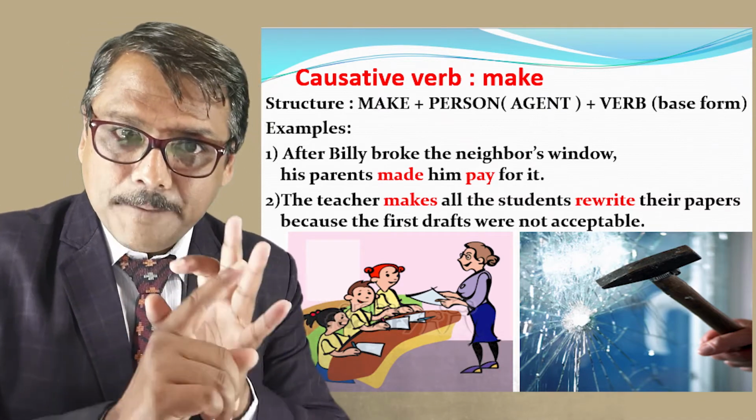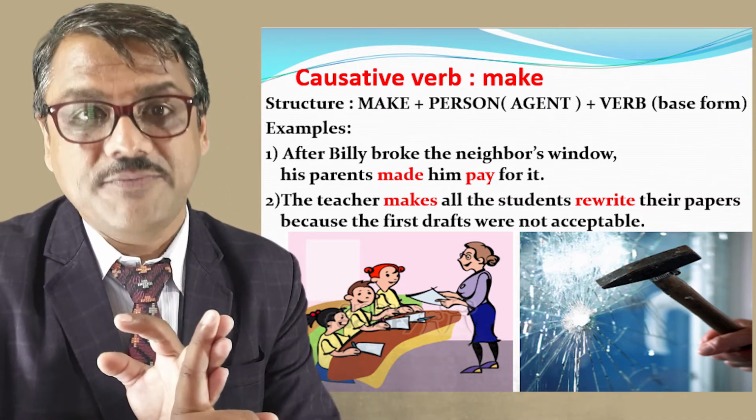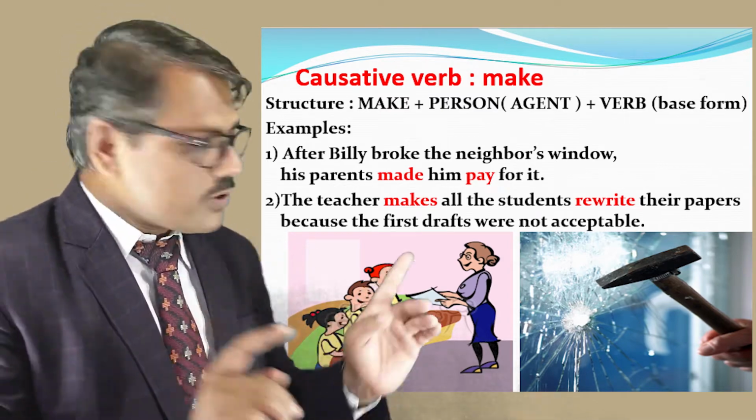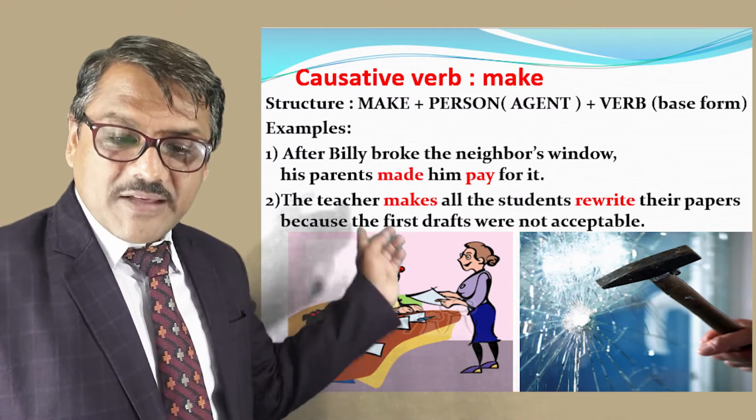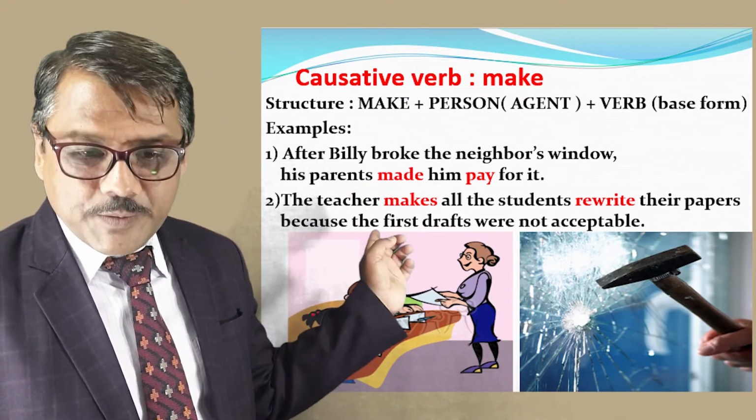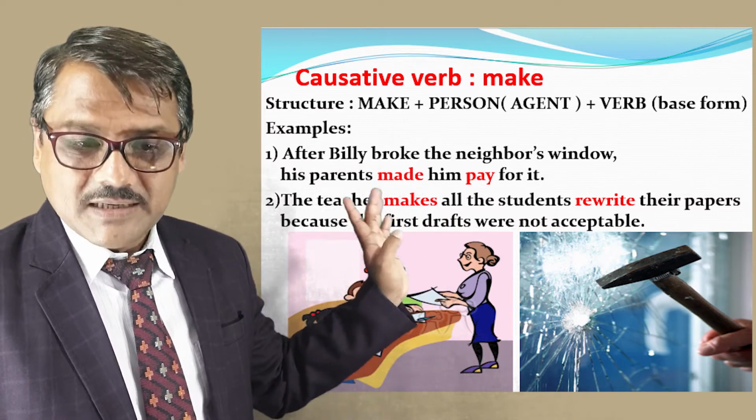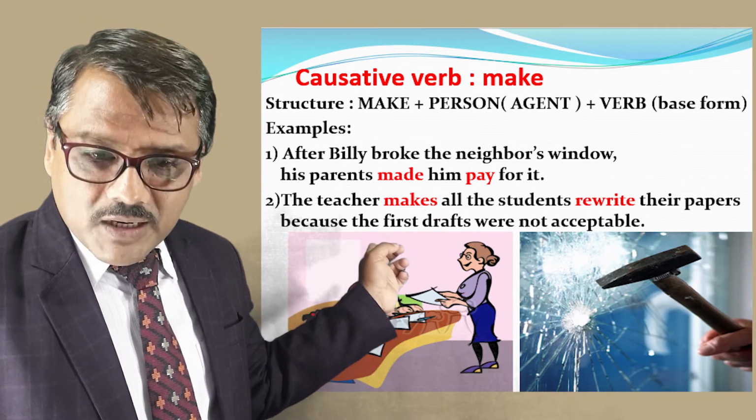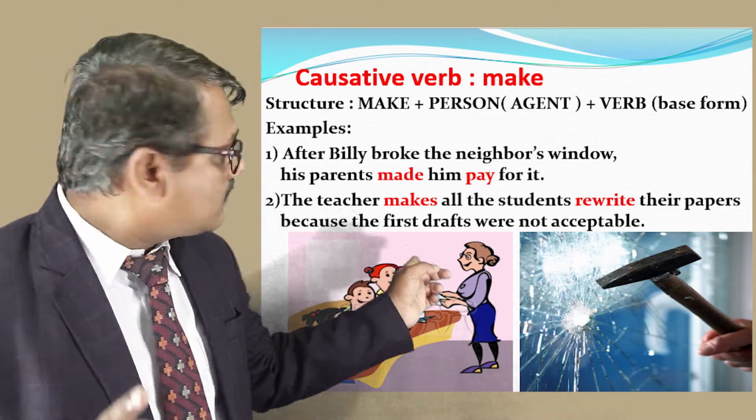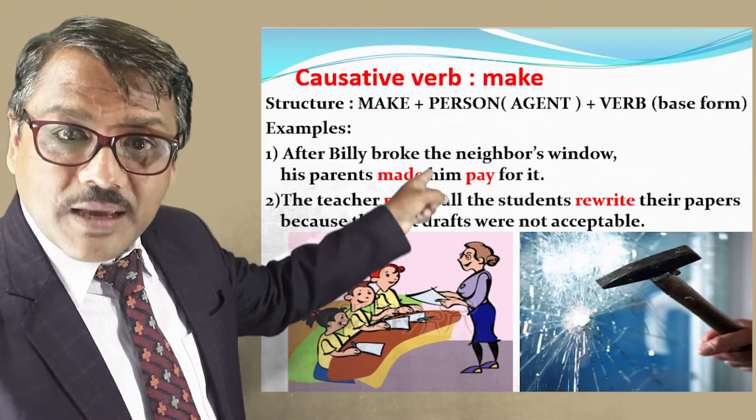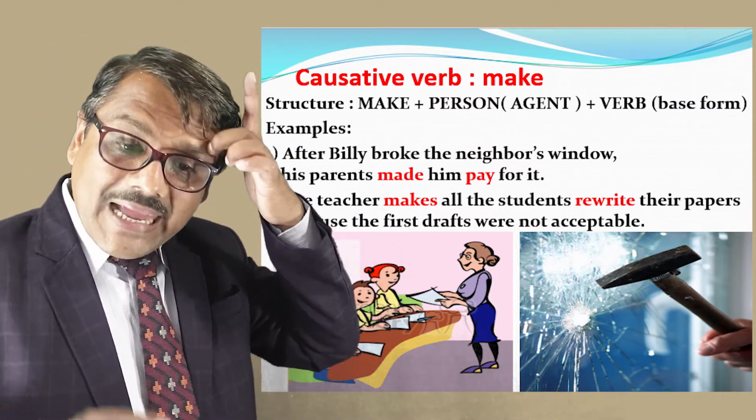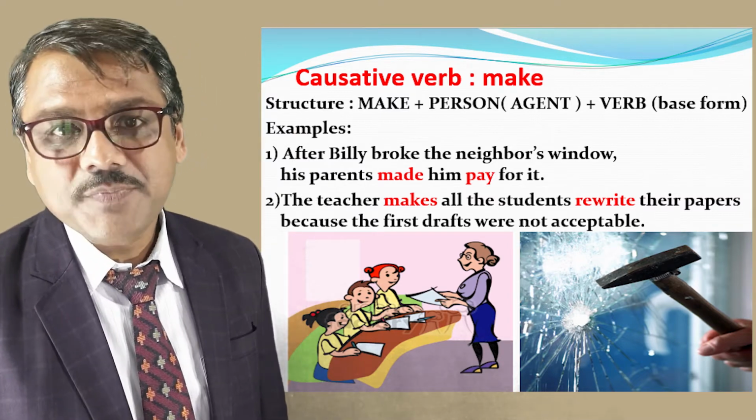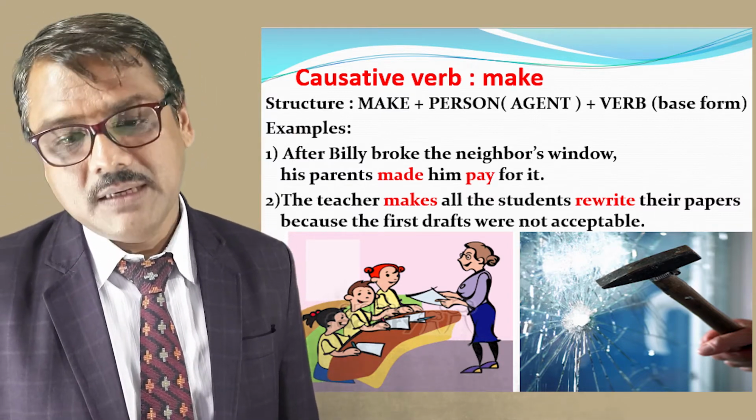In other words, make, agent, infinitive, bare infinitive: the base form of the verb without to. Okay, notice this. After Billy broke the neighbor's window, his parents made him pay for it. His parents is the subject, made is the causative verb, him is the person. You match them with the structure: made, him is the person, and pay is the bare infinitive, the base form of the verb.